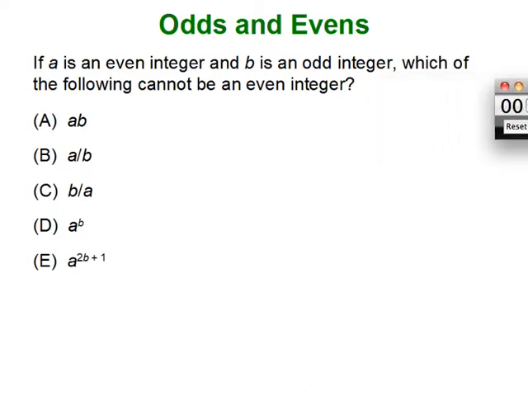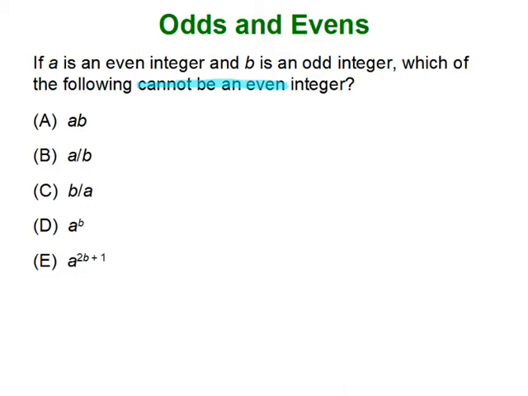I want to show you two approaches to this one. The first relies on the actual number properties method, just knowing the properties of odds and evens. Of course, we're looking for the number that can never be an even integer. And we can imagine there's three possibilities here. It could always be an even integer, it could sometimes be an even integer, or it could never be an even integer. And it's this third possibility that we're after.